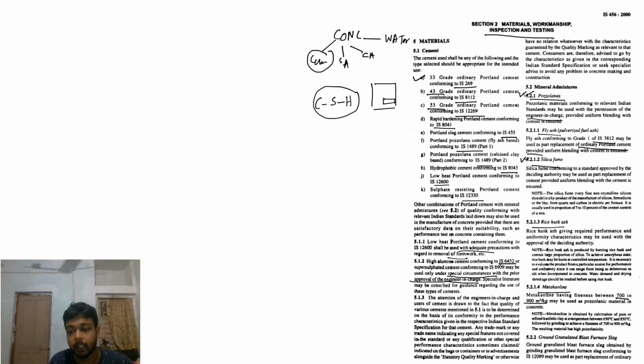Ground granulated blast furnace slag. Ground granulated blast furnace slag obtained by... So the IS code is IS 12089. Now we talk about the aggregate. So what is the code of aggregate? The code of aggregate is IS 383, as far as possible.